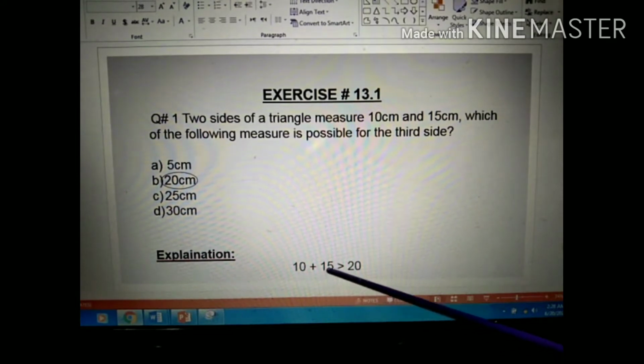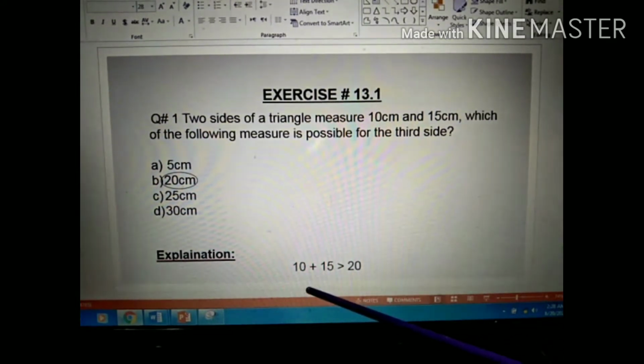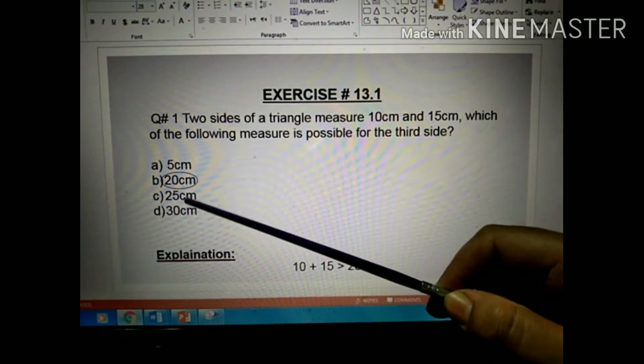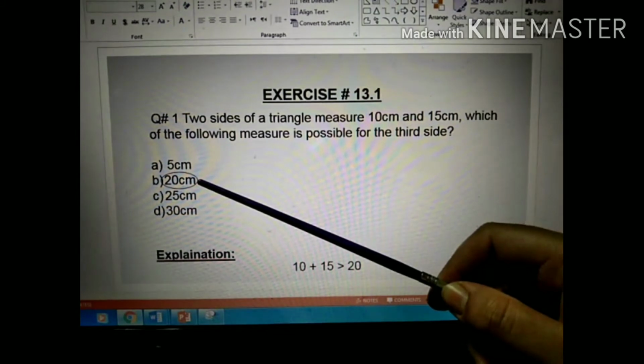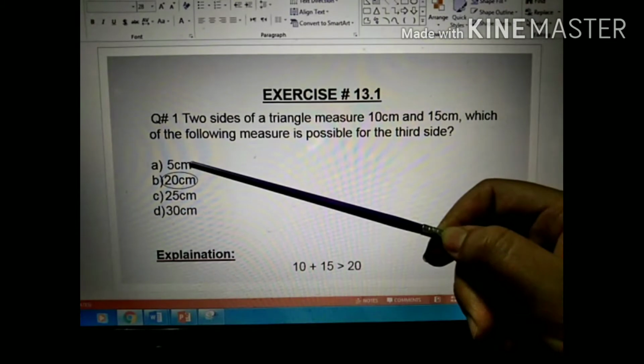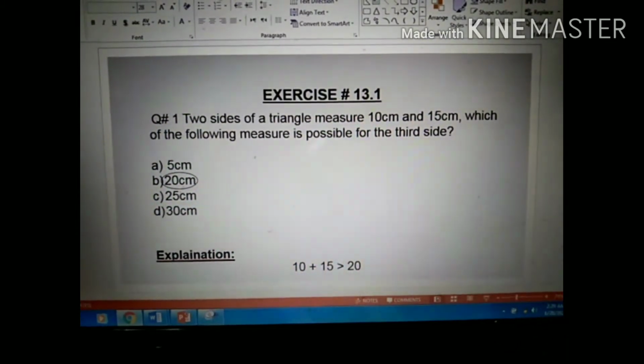If we add 10 and 15, it is 25, and 25 is greater than this. This is the possible answer. 25 is also greater than the 5 centimeter, but when you do all the steps with 5 centimeter, in the third step you can check that 5 centimeter cannot be the side of the triangle. So the possible answer is only 20 centimeter.